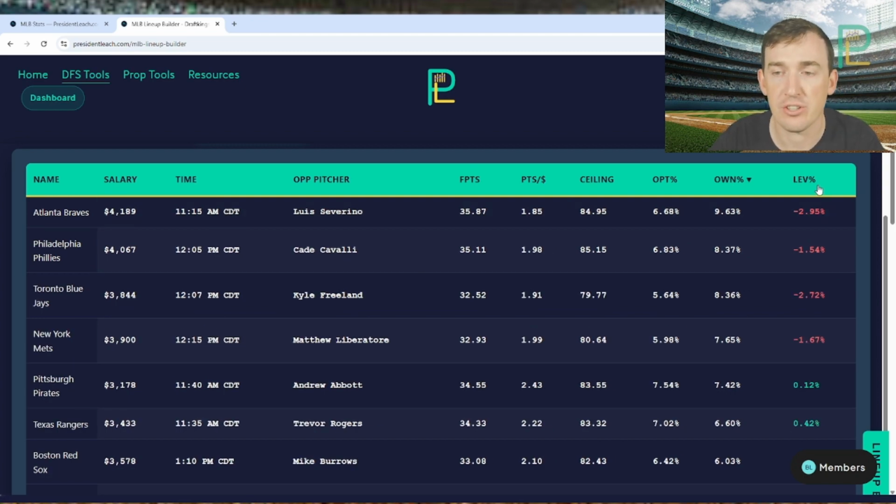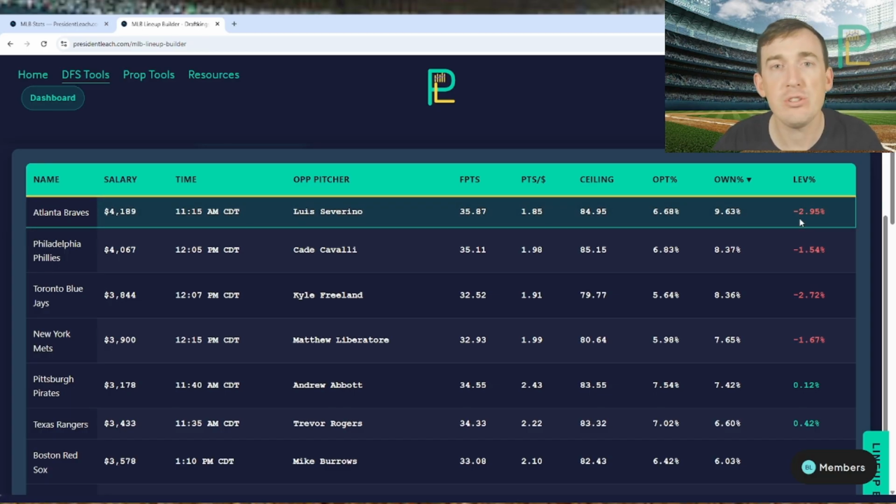If you look over here to the right at my leverage column, you can see where I have a few of these teams projected to be overowned. It doesn't mean you don't have to play them. It just means if you play them, you need to get different elsewhere. So if we're planning to build a Braves stack, we're going to need to get different at pitcher or get different in some other way.